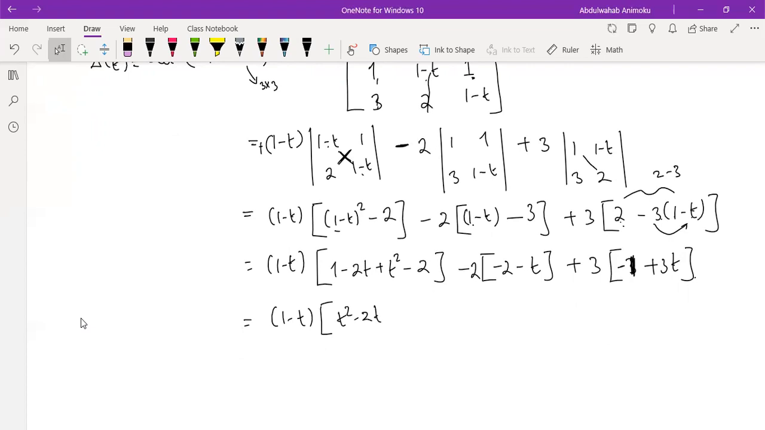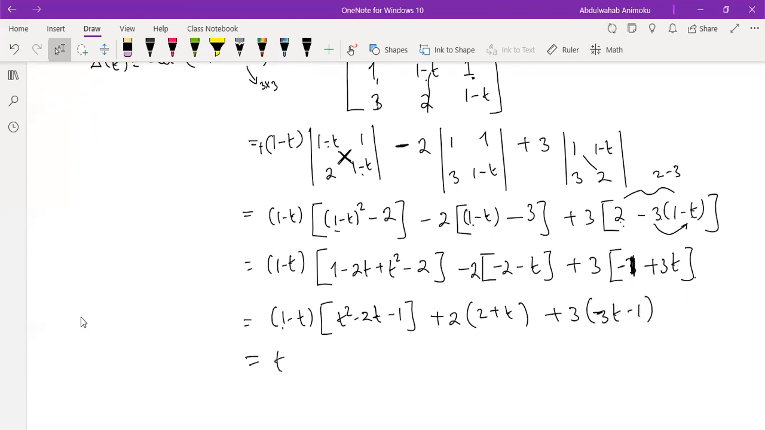So 1 minus 2 is just minus 1. So one more step. Then we can take the minus out here. So we have 2 times 2 plus t. Okay. Then lastly, we have 3t minus 1. So we can now expand.